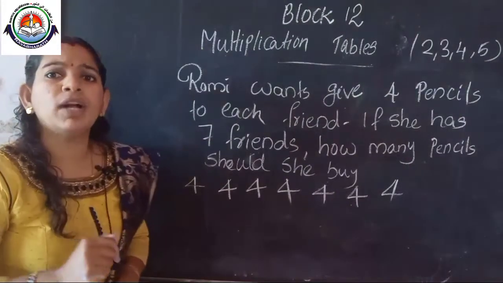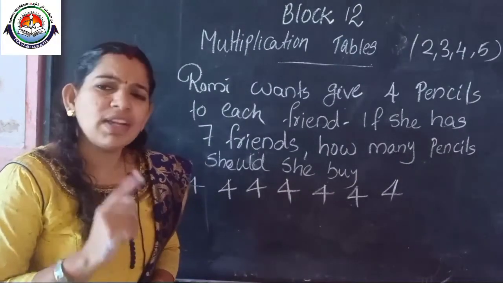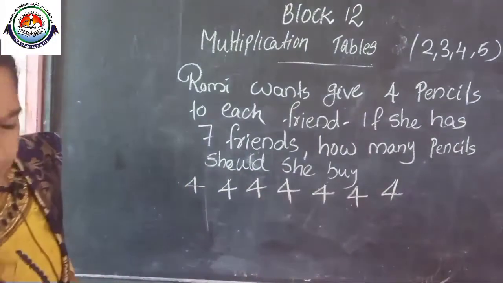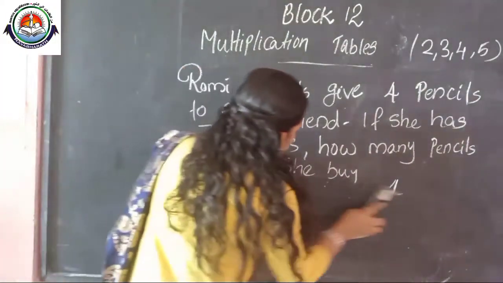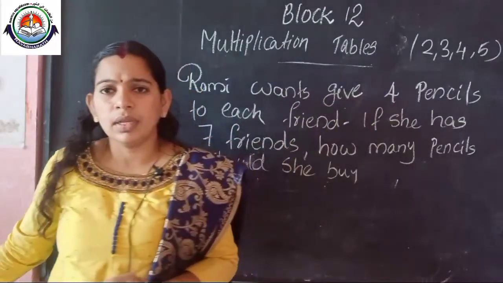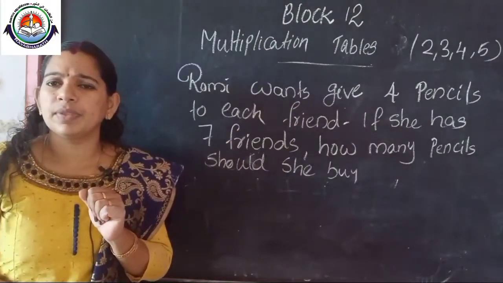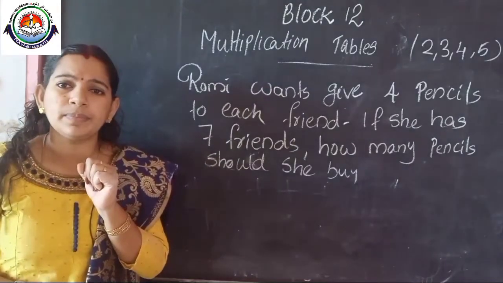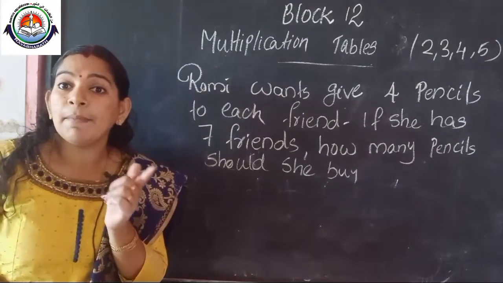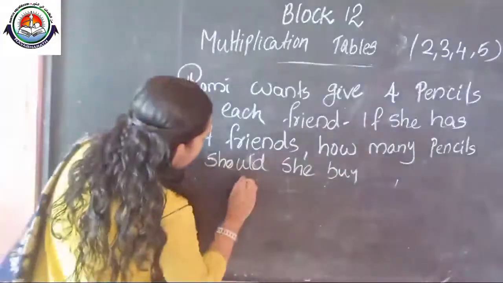In a story problem, what do we need? Yes, steps needed. What is the first step? You just tell me. What is given here? 4 pencils. So, we want the answer to be 4 pencils. What is the statement? Number of pencils to each one. Okay, number of pencils to each one.